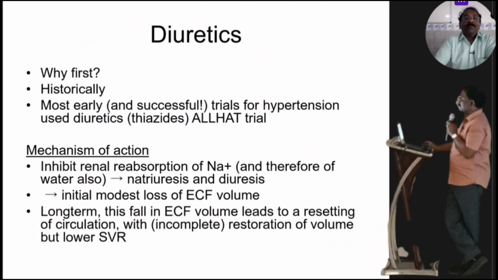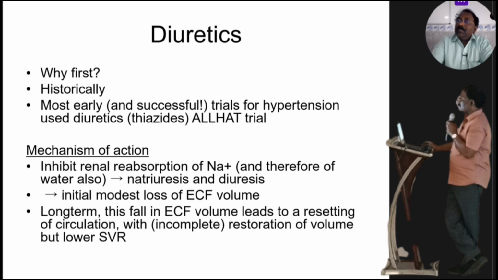Why first? Historically, most early trials for hypertension used diuretics. Most of the time, diuretics are very important drugs to be prescribed in hypertensive individuals, especially elderly hypertensives, who use only diuretics, even at low doses, like hydrochlorothiazide 6.25, 12.5, chlorthalidone 6.25, 12.5, or furosemide, maybe 20 mg or 40 mg, or spironolactone 25 mg or 50 mg. Even with small doses of diuretics, we can control the majority of hypertensive individuals.